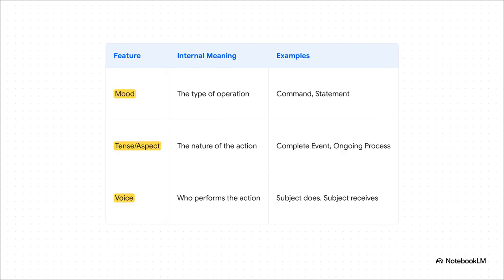And here's where verbs become the action part of the map. You can think of a verb as a detailed work order. Its mood tells you the type of job. Is it a command, a statement, or just a possibility? Its tense and aspect describe the timing. Is this a single, finished action or an ongoing process? And its voice tells you who's in charge. So a verb isn't just a word, it's a complete operational command for the mind.